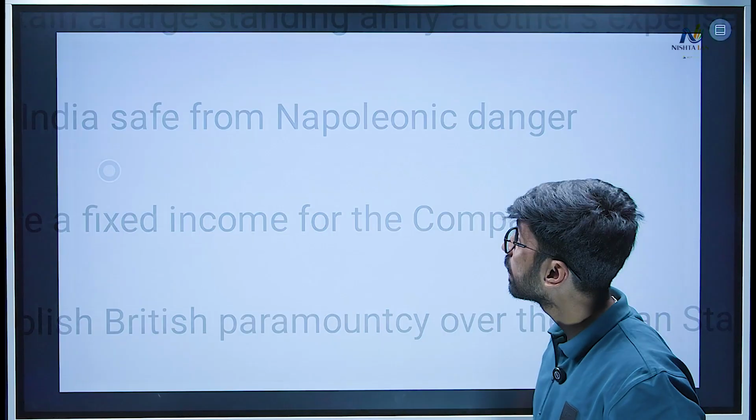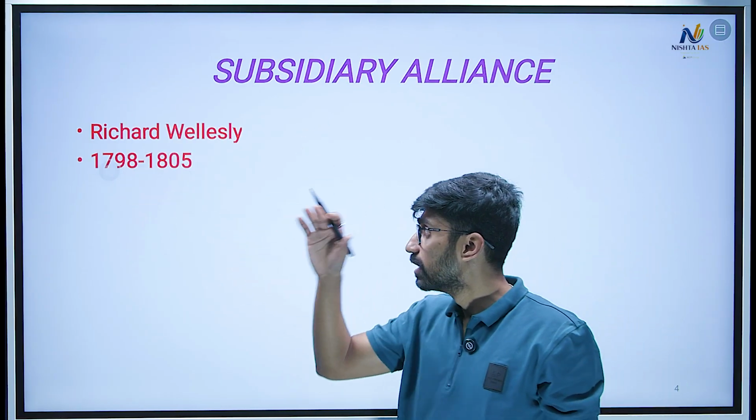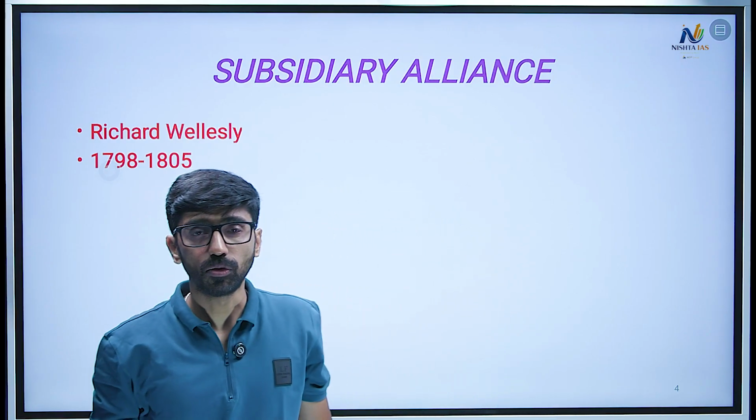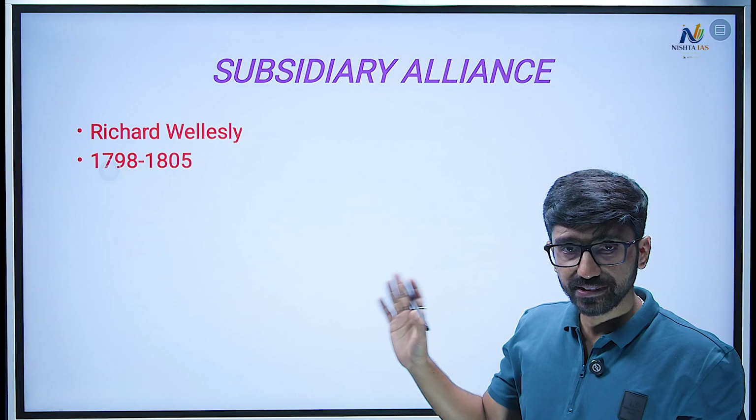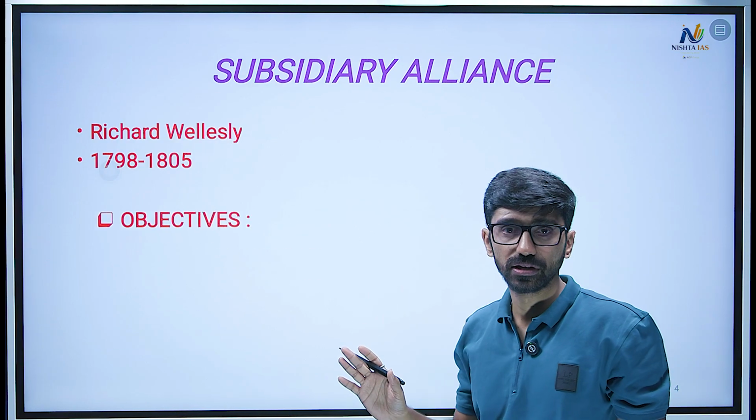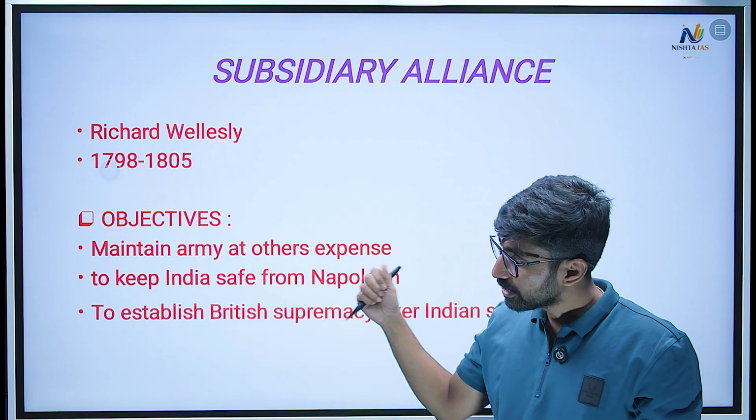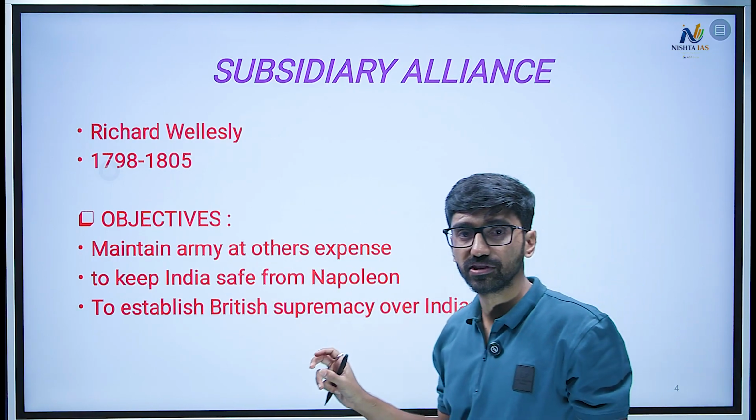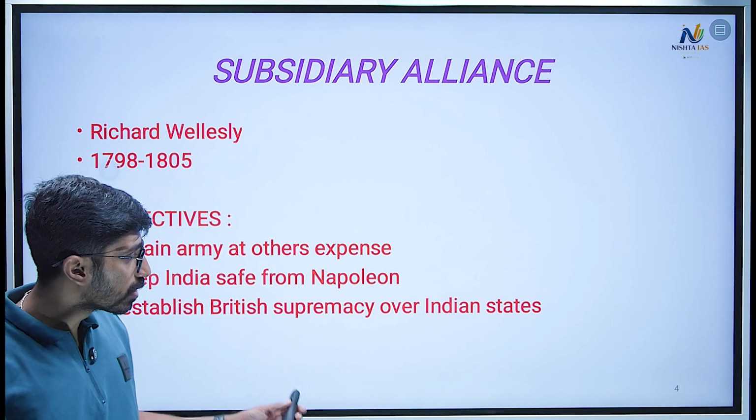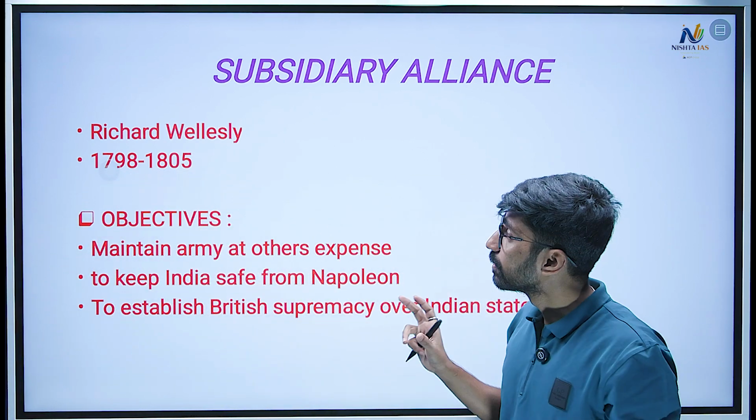Okay, so now let's understand this subsidiary alliance system. It was brought by Richard Wellesley. Be careful, 1798 to 1805. The other Wellesley, called Arthur Wellesley, is different. It is Richard Wellesley who was the Governor General. Now there are 3 objectives, the same 3 objectives which we saw in the answer options: to maintain an army at others' expense, to keep India safe from Napoleon, and to establish British supremacy, also called British paramountcy, over the Indian states. So these are the 3 objectives of the subsidiary alliance system.